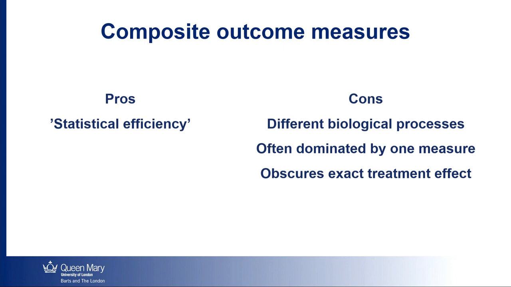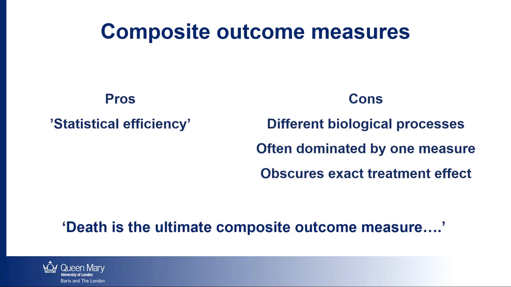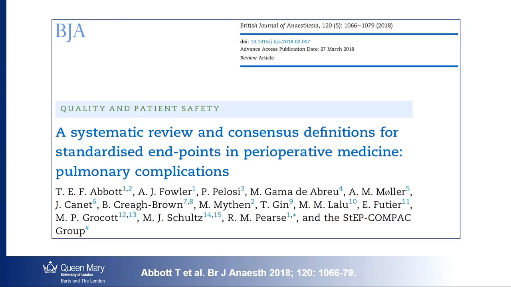So there are some risks to using them, but I think they're widely agreed by most of us to be necessary. I'll quote Marcus Schultz, who does a lot of postoperative pulmonary complication research: death is the ultimate composite outcome measure. I think that's a very fair comment. We often measure mortality and consider that the prime and most robust clinical outcome measure, but actually death itself is a composite of every biological process you can think of. So it's not necessarily as simple as picking something that's just less common. It can be a little bit more complex than that.